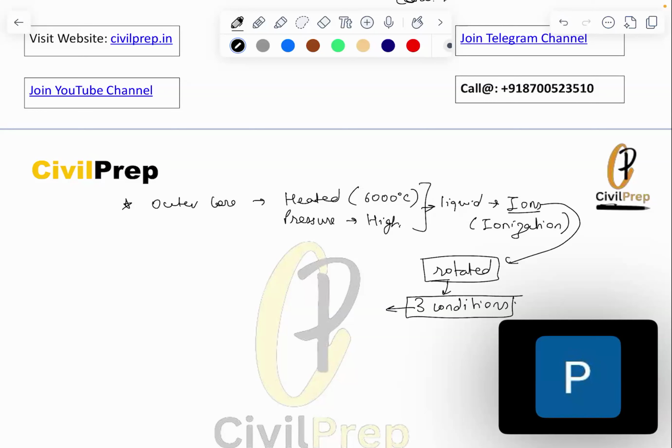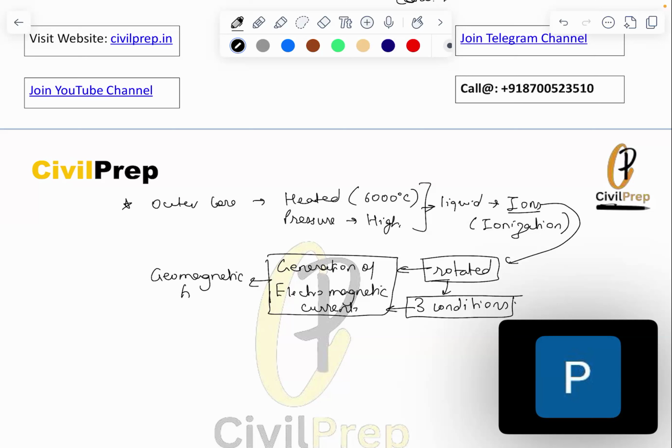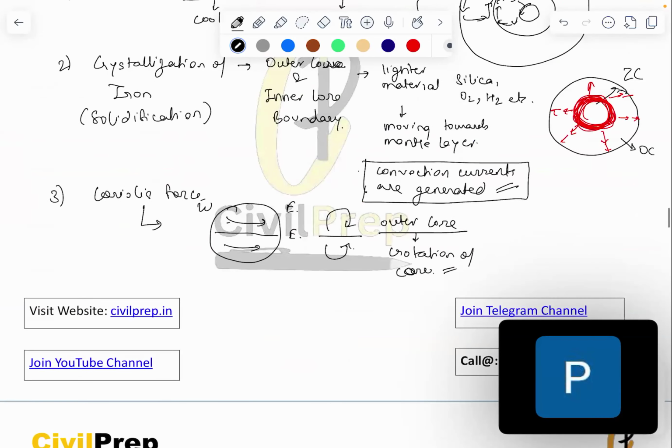So because of this rotation, it results in the generation of electromagnetic currents. These electromagnetic currents result in the formation of the geomagnetic field. Now we are able to explain how the generation of the electric current and the geomagnetic field takes place inside the Earth's core.